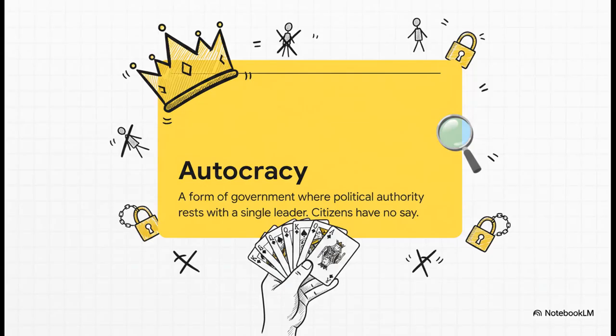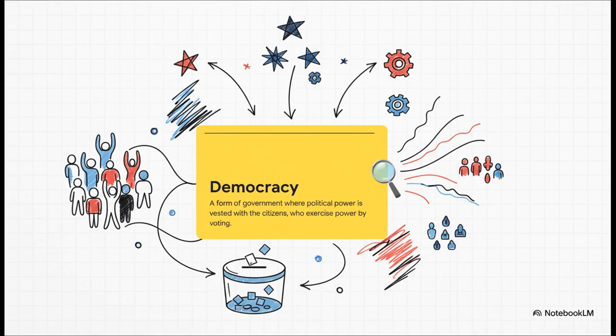So in an autocracy, the idea of citizen participation just isn't really a thing. It's not just that the leader holds all the cards. They basically own the entire casino. Democracy, on the other hand, is completely built on the idea of people having a say. The government's power comes directly from the people, and the main way they use that power is by voting. But, and this is a big but, not all democracies work the same way, as we're about to see.